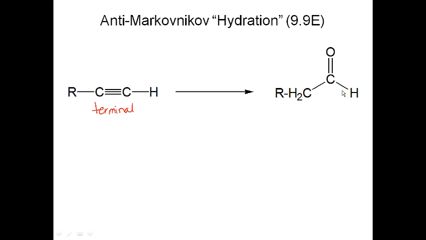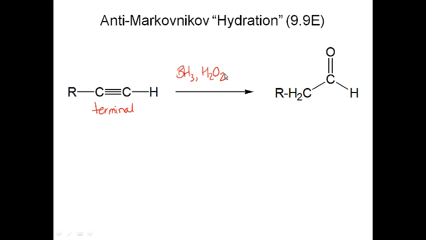Well, what reagent did we add when we wanted to do anti-Markovnikov addition of H and OH to a double bond? If you said BH3, H2O2, you're right. So if I want to do anti-Markovnikov hydration, I'll accept BH3, H2O2.